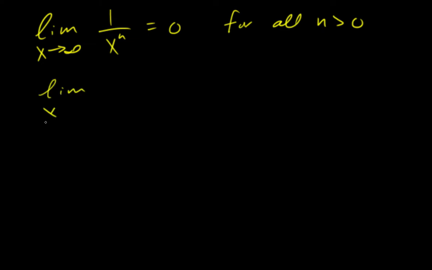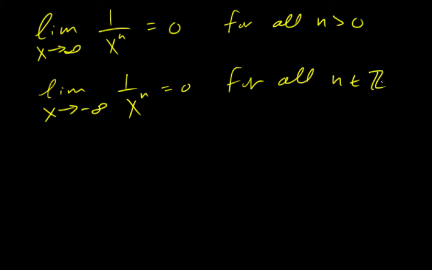Then the limit as x approaches negative infinity of 1 over x to the n equals 0 for all n contained in the positive integers. Okay. Alright, so let's move on from there.